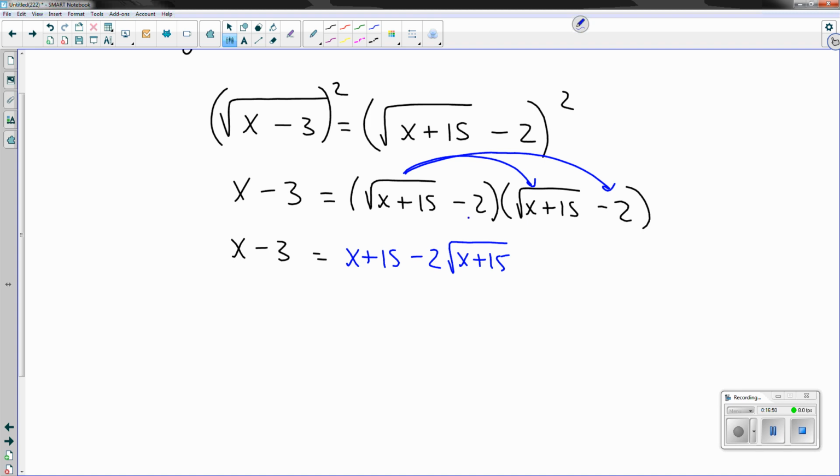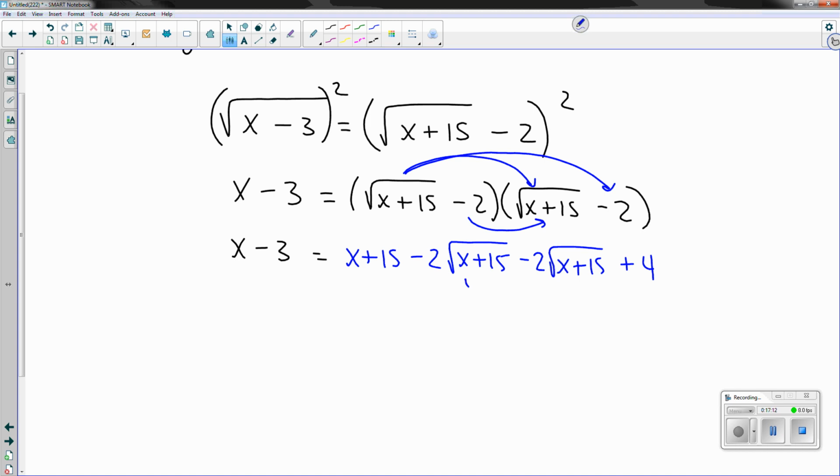Now, the second distribution, when I distribute the -2 into the second set of parentheses, is the same thing as the last distribution when I distributed square root of x plus 15 to the -2. So I have -2 square root of x plus 15 again. And then -2 times -2 is +4.